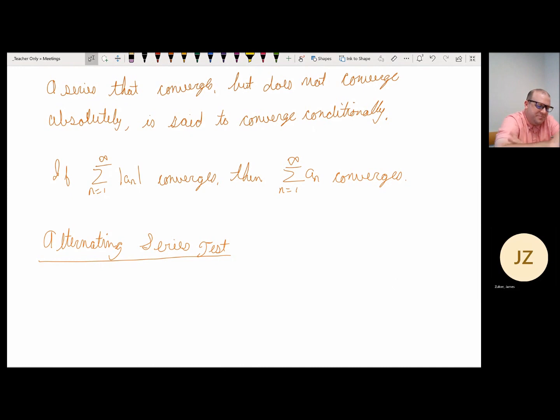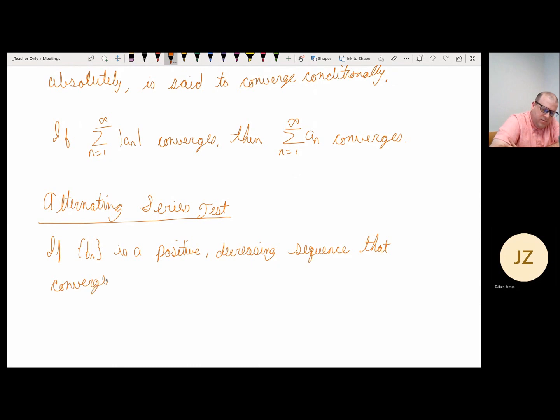Alternating series test. If the terms B sub n form a positive decreasing sequence that converges to 0, then the series -1 to the n minus 1 B sub n converges.